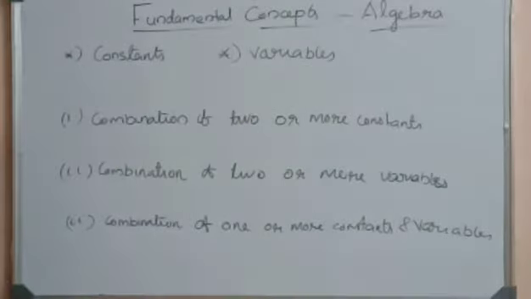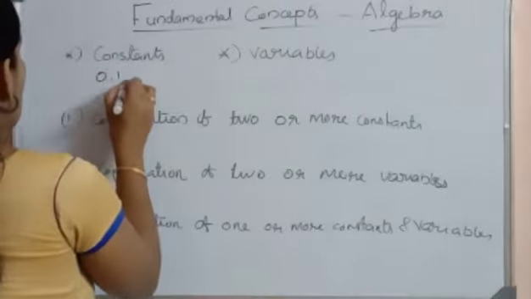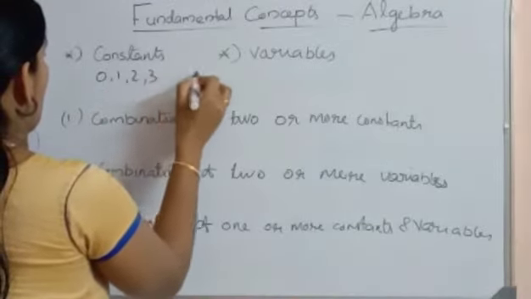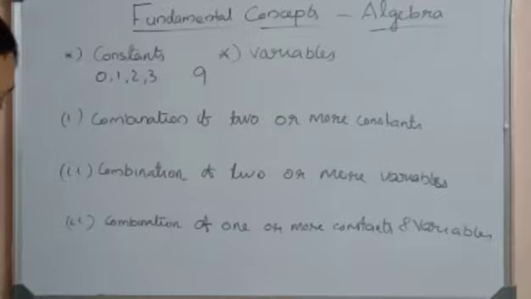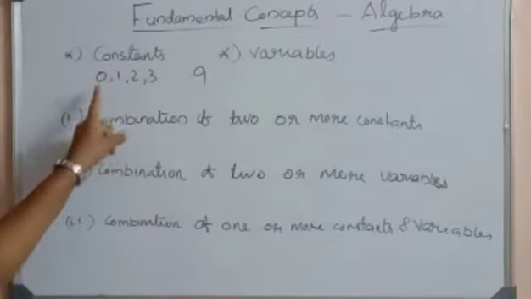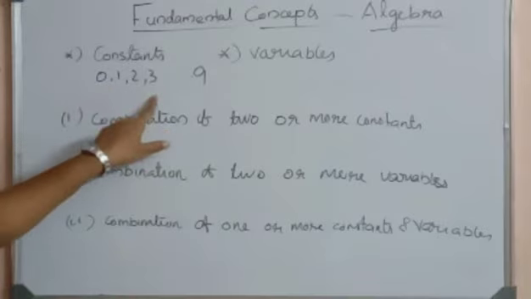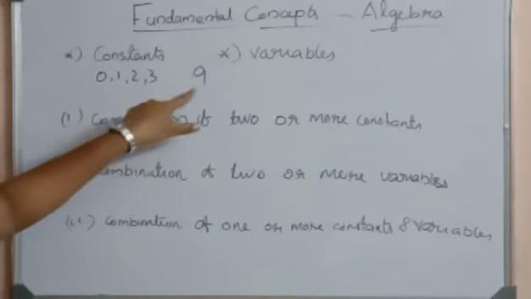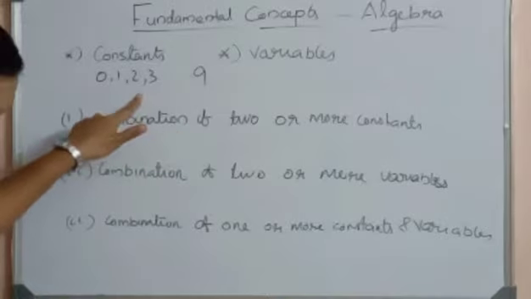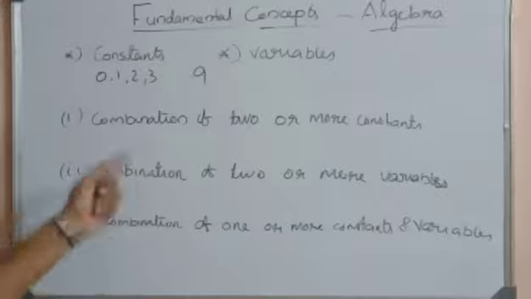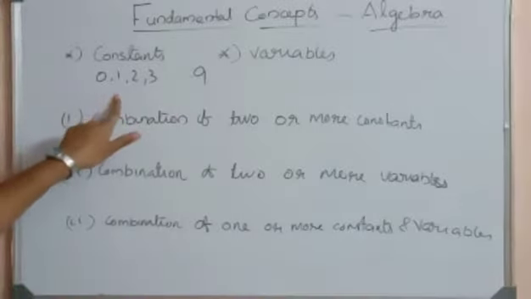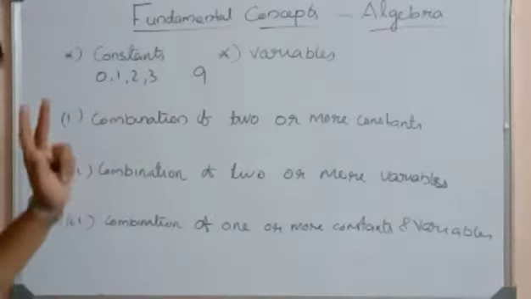In arithmetic, we use the digits 0, 1, 2, 3, etc., up to 9, and each of which has a fixed value. All these numbers have fixed values, and the numbers which are formed by combining these digits also have fixed values. So these numbers are called constants, and the numbers that are formed by these digits are also called constants since they have fixed values.